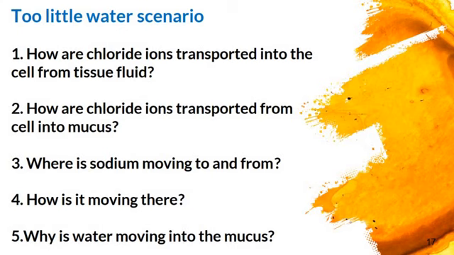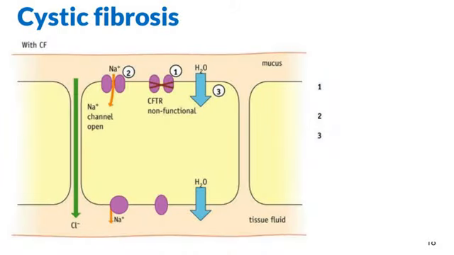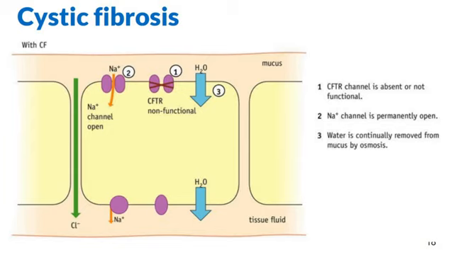So we've had 2 healthy scenarios. We've had a healthy scenario for too much water in the mucus and a healthy scenario for too little water in the mucus. Cystic fibrosis, remember, I asked you to think about what would happen when this protein channel is broken. So we're going to start off by saying there's a genetic mutation that causes the CFTR protein to be non-functional. But also the sodium channel is going to always be open. And unfortunately, this has the effect of always removing water from the mucus by osmosis.